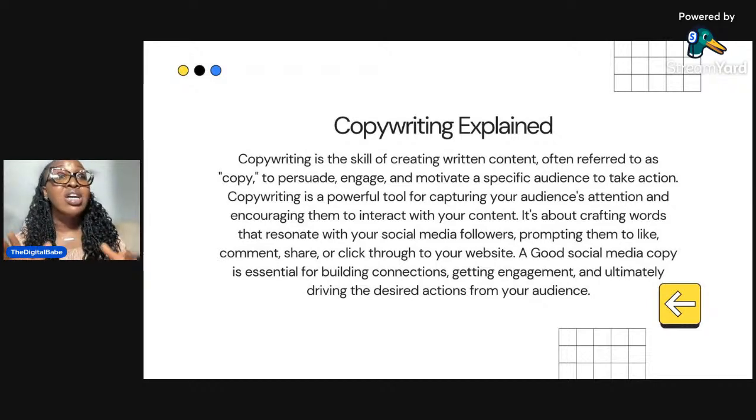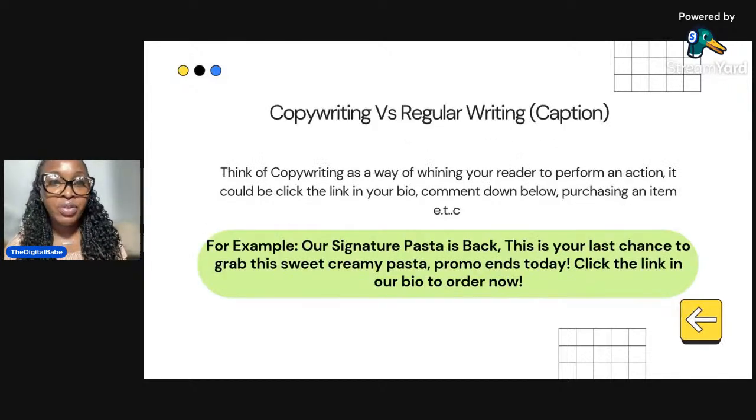The goal of copywriting is for your audience to take an action, right? So you're not just writing for writing's sake. It's an intentional way of writing. I hope you understand. Let me know if you understand in the comments.